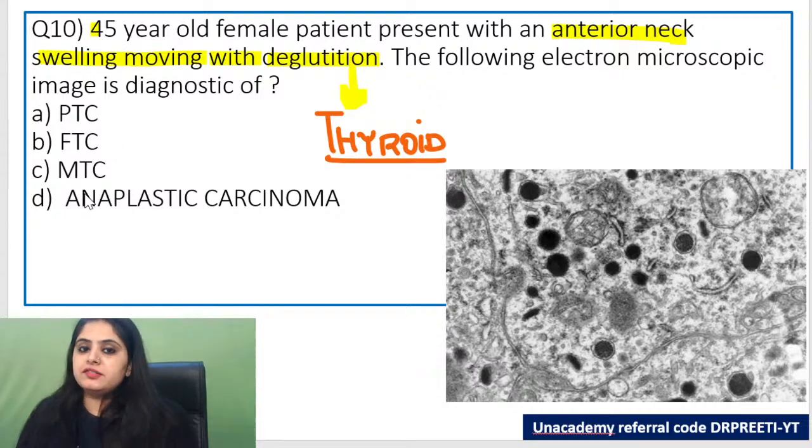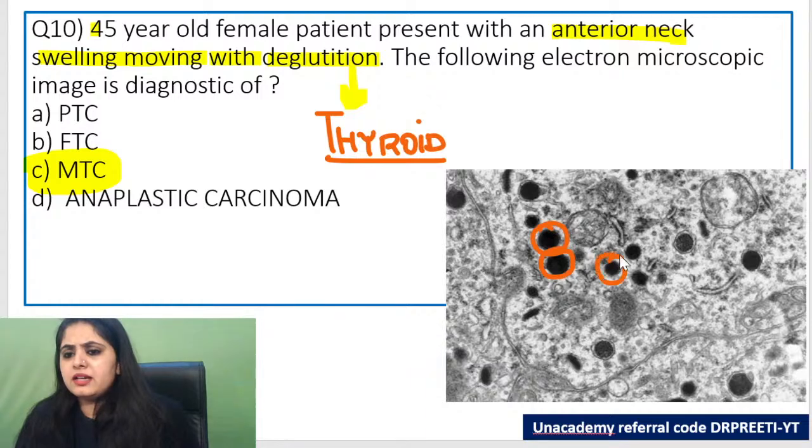They've given you four carcinomas: papillary, follicular, medullary, anaplastic, and they ask which thyroid cancer shows you this. Most of you say medullary. Okay, I also say medullary. Why? What is this image? What are these very dark black structures that I'm seeing over here?